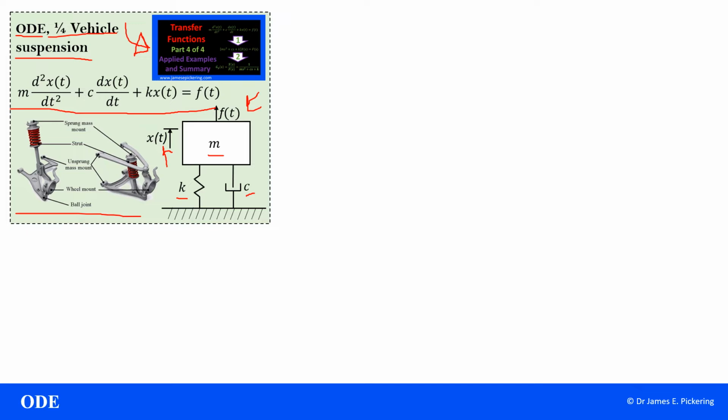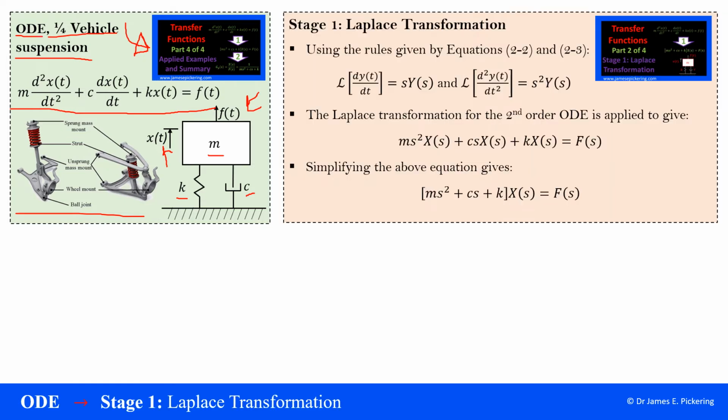So quarter vehicle, this could be used to mathematically model, in a very simple model, maybe the front left of a vehicle. Again, very simple model, and the models do increase in complexity from this, the actual model you would actually use. This is a good starting point.